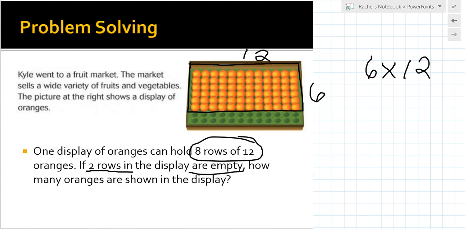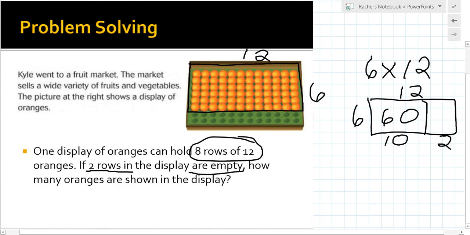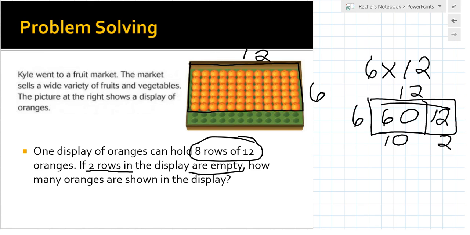To use the strategy that we learned today, we could draw using grid paper, or just like I've been doing, sketching a rectangle with 6 and 12, but we want to break up into smaller numbers. 1 ten and 2 ones is the same as 12. 6 times 10 is 60, and 6 times 2 is 12. So by adding these two smaller numbers, we know that there are 72 oranges that are in the display.